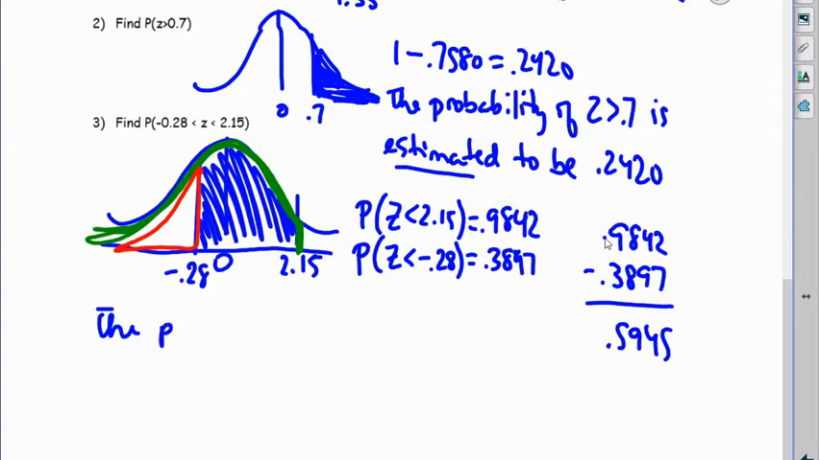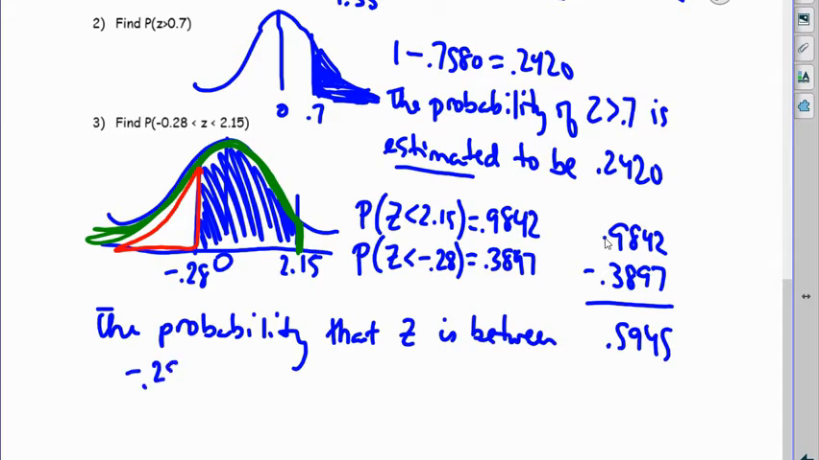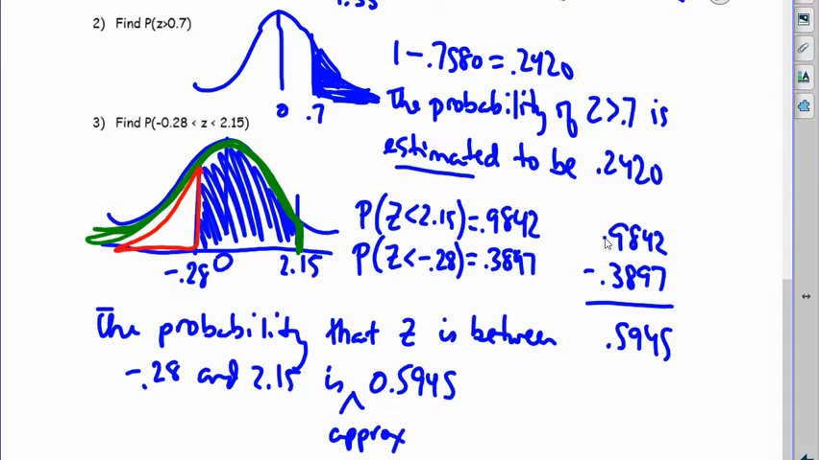So I'm going to write it as a sentence. The probability that z is between negative 0.28 and 2.15 is 0.5945. Ooh, approximately. Or maybe I'll just say about here. There. Kept that uncertain.